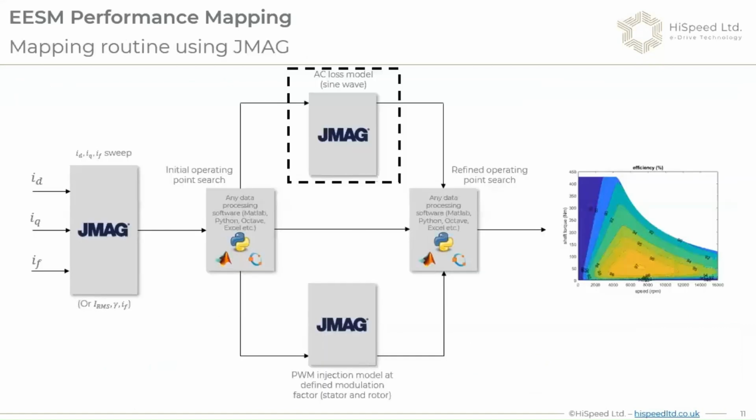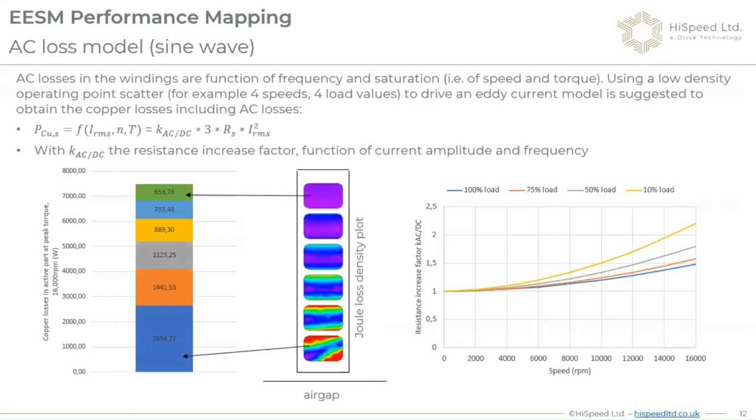So the AC loss model. There were a couple of presentations about AC loss, so I don't think I'll stay too long on this one. I think everybody knows that in a hairpin winding, of course, the conductor that is closer to the air gap has a lot more losses than the conductor that is close to the yoke, which is nearly DC.